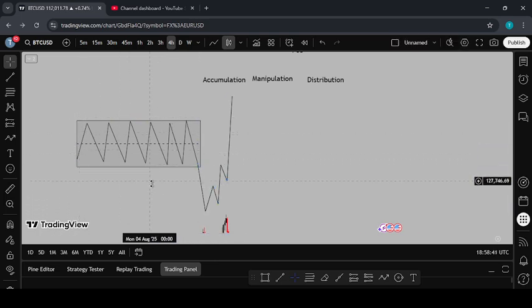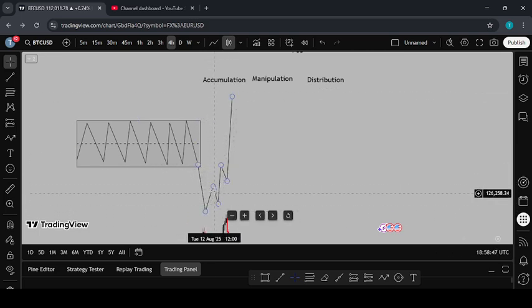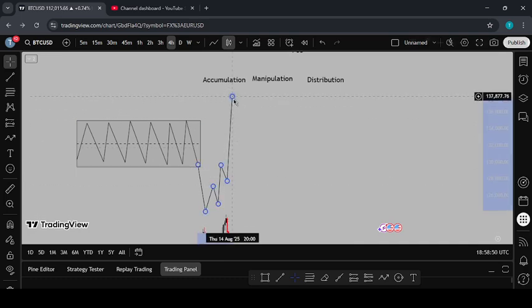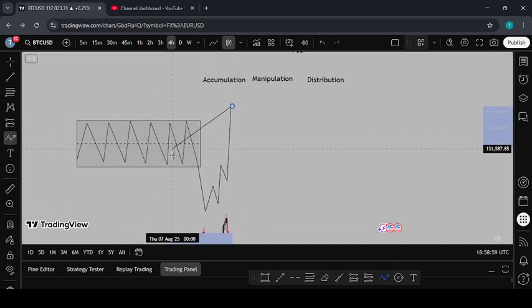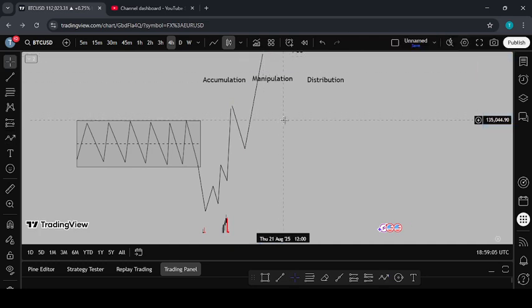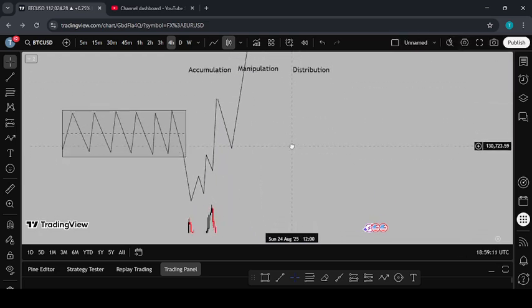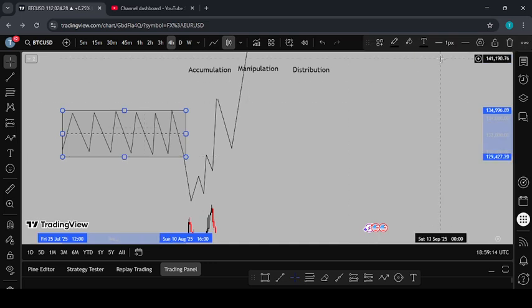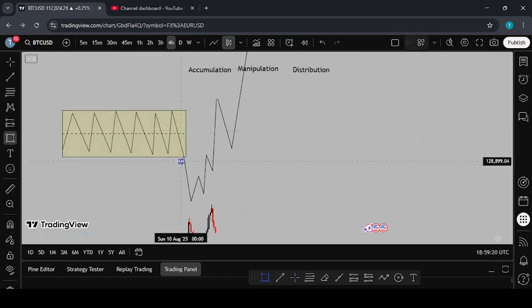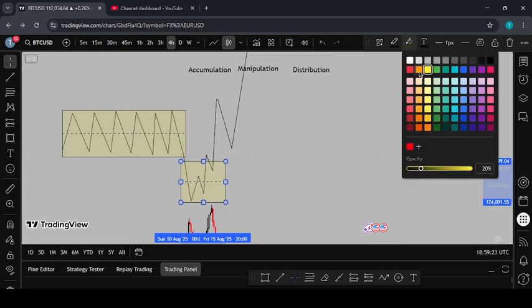So the first is where the market accumulates. Now when the market makes a move like this, it is called the manipulation stage. Then the distribution comes in when the market makes a pullback into the area of the range and distributes. This is now the distribution phase. So if I want to mark this, let me use colors to be clear. So accumulation, while this one, let me use this color.